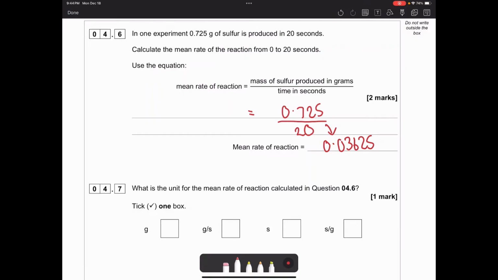0.03625. Now, actually this question gives you 2 marks. It hasn't asked you for the units. But if you did want to put the units on, which it sometimes asks, well, it's grams per second. So you just put g/s. Oh, in fact, if I look ahead, that is the next question, g/s.